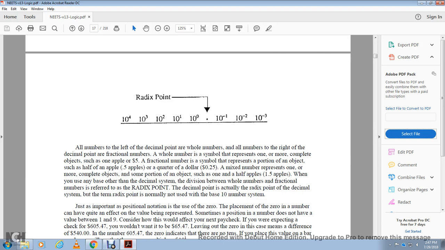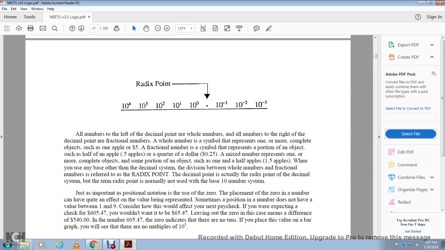In a fractional number system, the symbol represents a portion of the object, like half an apple or a quarter of a dollar. A mixed number represents a more complex object with the sum of the portions of the object, such as one and a half apples, 1.5 apples. When you use any base other than decimal, the division between the whole number and the fractional number is referred to as the radix point. The term radix point is normally not used with the base 10 number system.